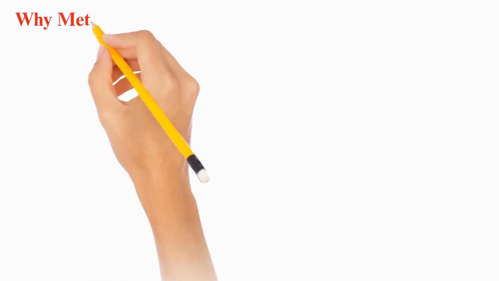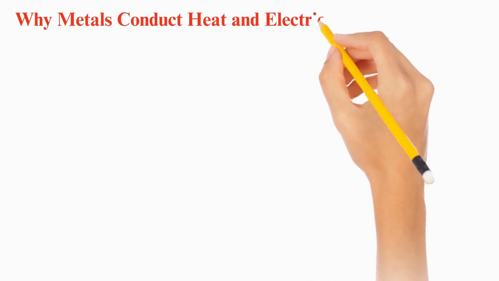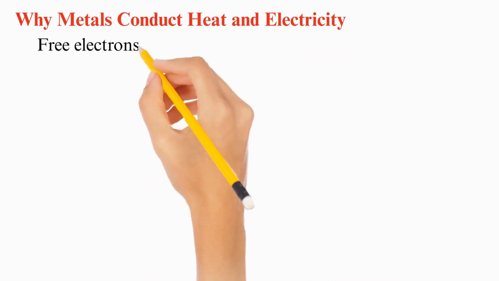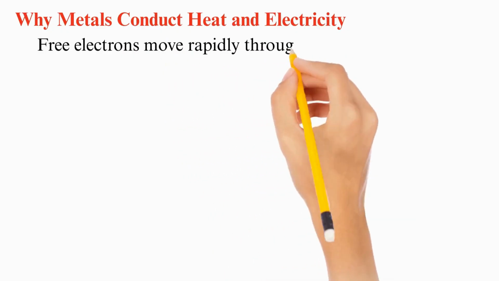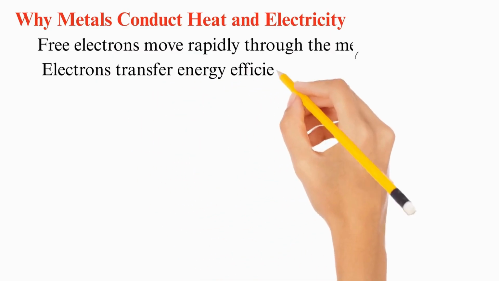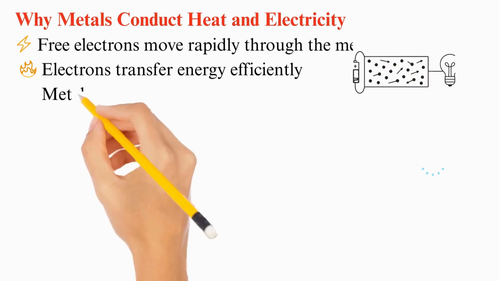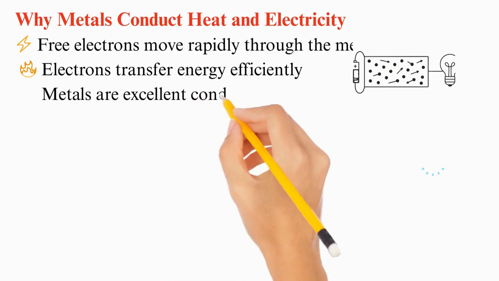Why do metals conduct heat and electricity? Free electrons move rapidly through the metal. Electrons transfer energy efficiently. Metals are excellent conductors.